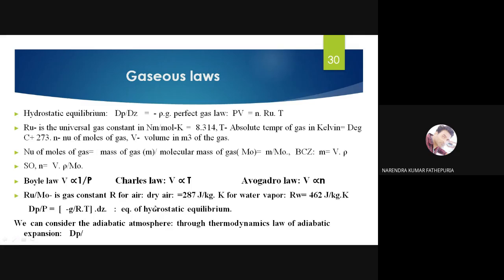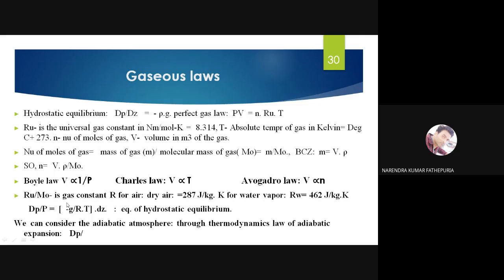So the relations are important. Ru divided by M naught, where M naught is the molecular weight of the substance, gives the gas constant denoted by R. Ru is the universal gas constant. For dry air, the value will be 287 joule per kg Kelvin. For water vapor, Rw will be 462 joule per kg Kelvin.